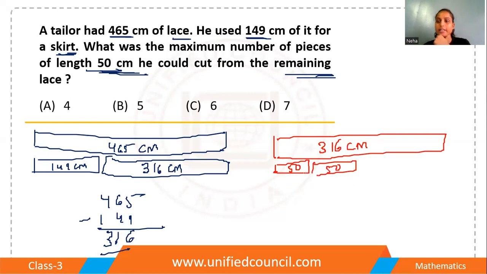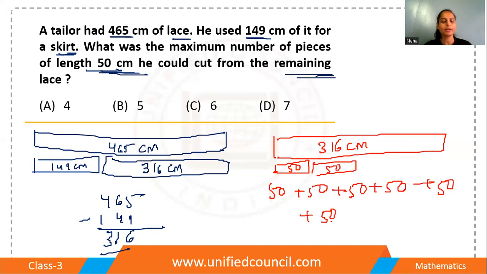Okay, let me check this. So 50 one piece plus 50 second piece, this is 100. Plus 50 next piece, 150. Plus 50 next piece, 200. Now 200 is done, right? 200 plus 50, 250. 200 plus 50, 300. 300, that's it. Because 300 plus 50 is 350, which is greater than 316, right?